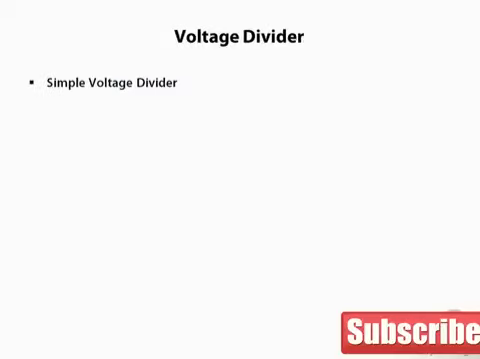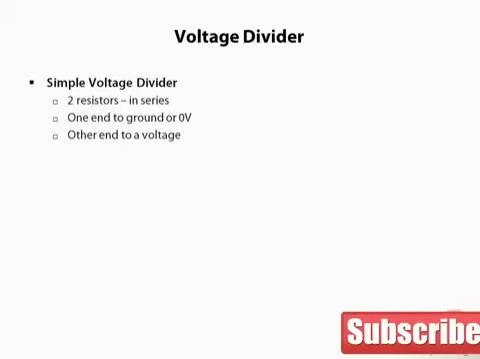A voltage divider, in its simplest form, consists of two resistors connected in series, one end connected to ground, and the other end connected to a voltage. We can see this in the following circuit diagram. As we can see, it is a very simple circuit, very inexpensive to build, just two resistors connected in series. The equation for calculating the output voltage in terms of the input voltage is V out equals V in times resistance A divided by the total resistance, which in our diagram is resistance A plus our resistance B.